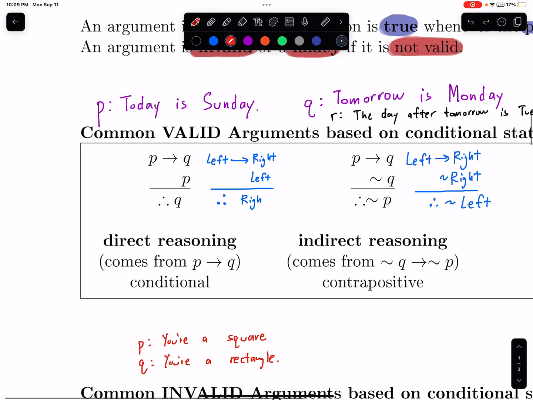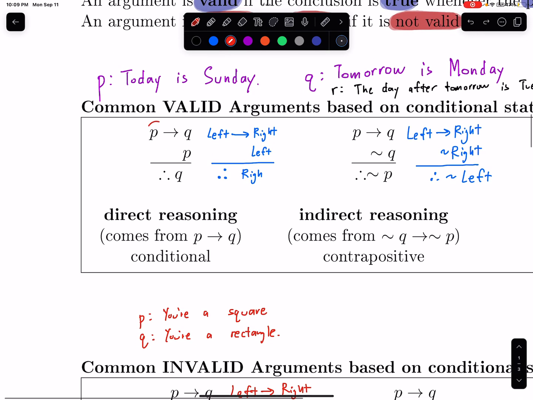What about if we did it the valid argument route? What if we said, if you're a square, then you're a rectangle. You're a square, therefore you're a rectangle. Yeah, that makes sense, right? If you're a square, then you're a rectangle. You're not a rectangle, therefore you're not a square. Oh yeah, that still makes sense.